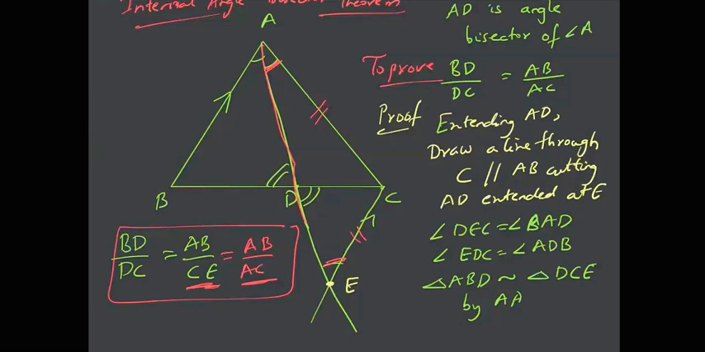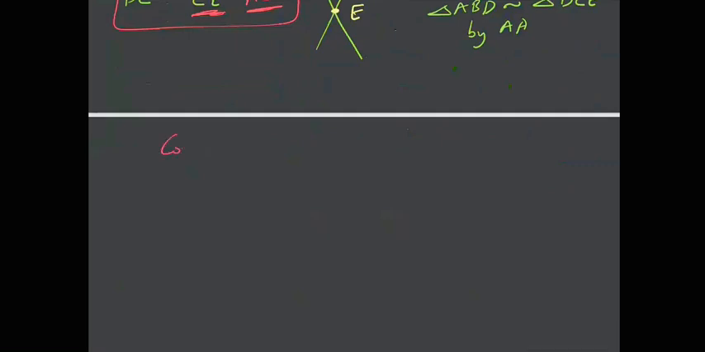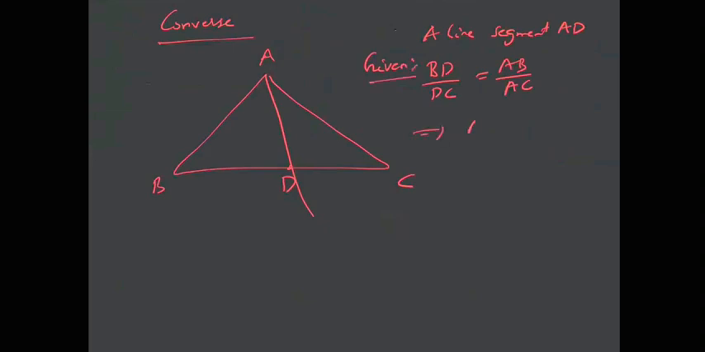Fine. And the converse is also true. What is the converse? Say you are given a triangle ABC, and say you are given a line segment AD such that BD over DC is equal to AB over AC. If this is given to you, then you can say that AD is the angle bisector of angle A.